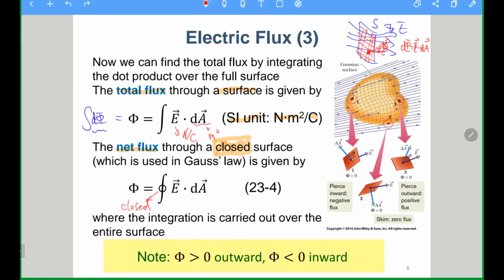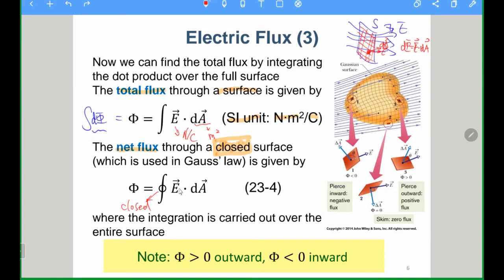Of course, in chapter 29, when we learn about Ampere's law, we will have the closed line integral for the B field, and also in chapter 30, we'll learn Faraday's law, which is the closed line integral for the E field. But here, this circle means we do the surface integration for the closed surface. We do a closed surface integral, E dot dA.